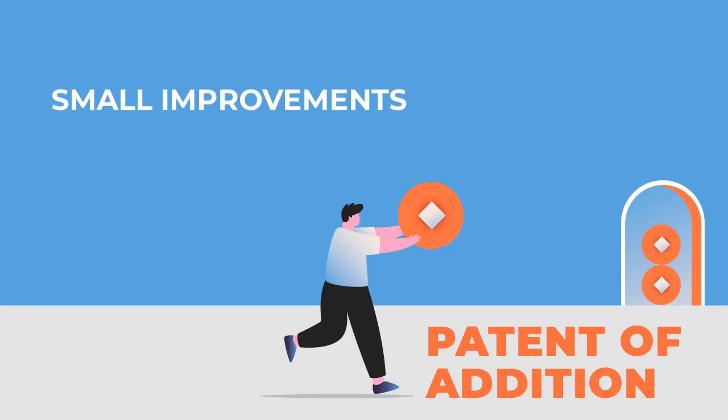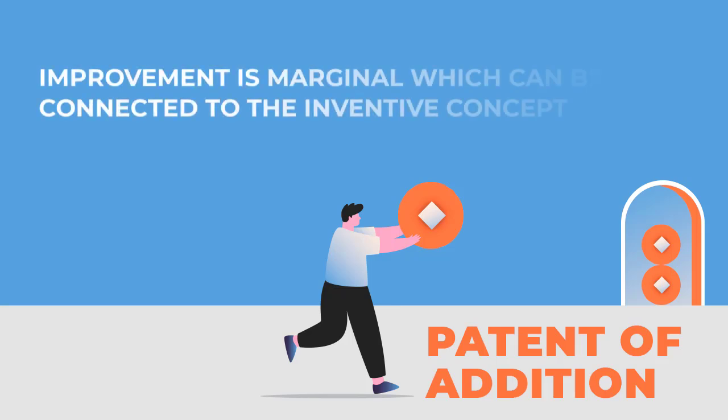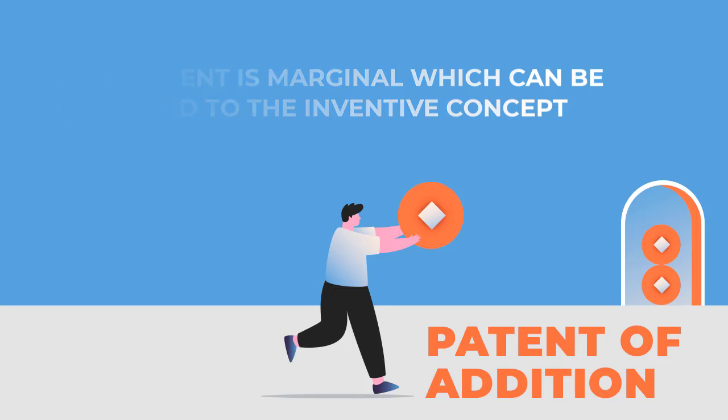Now, what is the level of improvement? Is the level of improvement so substantial that it qualifies for a separate invention? Then it will be a separate application itself. But if the improvement is marginal, which can be connected to it, or it is linked to the inventive concept, then you take a choice of filing a patent of addition.